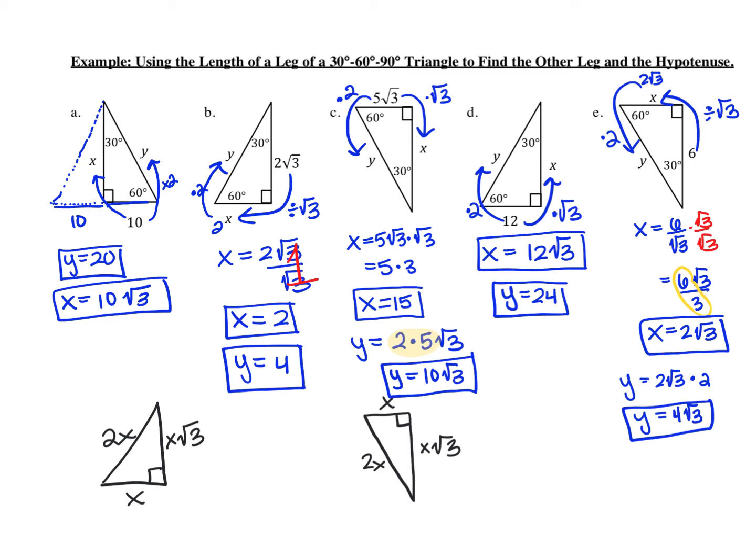So then we take our answer 2 root 3, and to get the y, if we're going from the short side to the hypotenuse, all we have to do is multiply by 2. So 2 root 3 times 2, you're going to multiply the whole numbers and get 4 root 3.